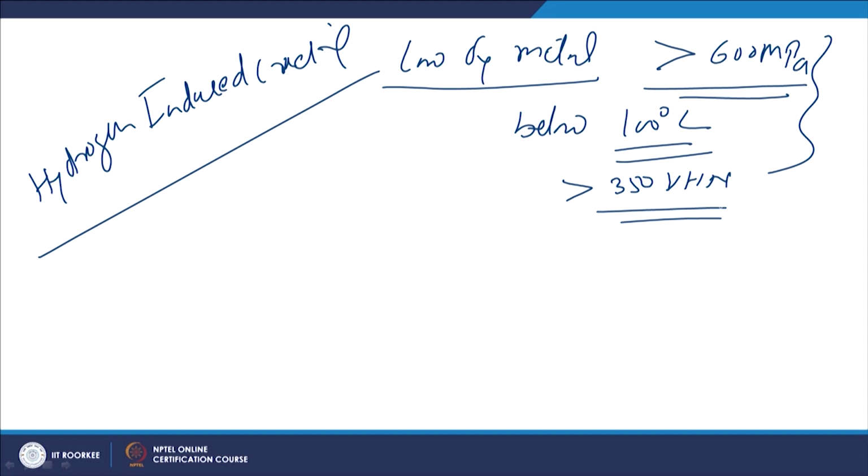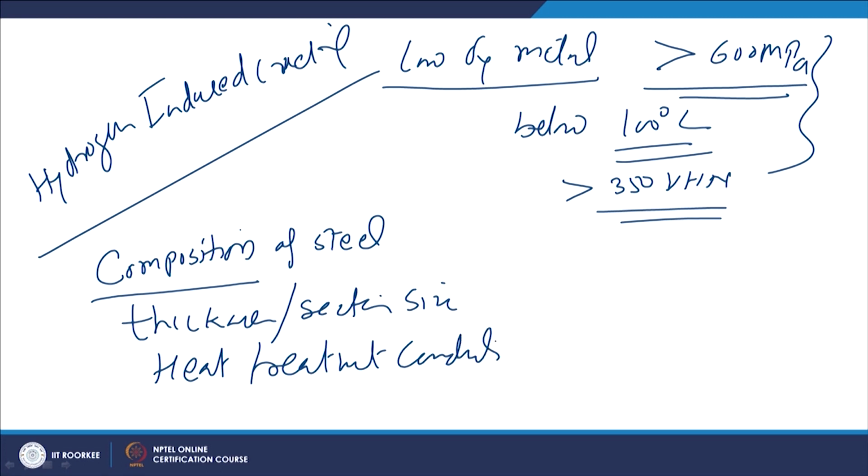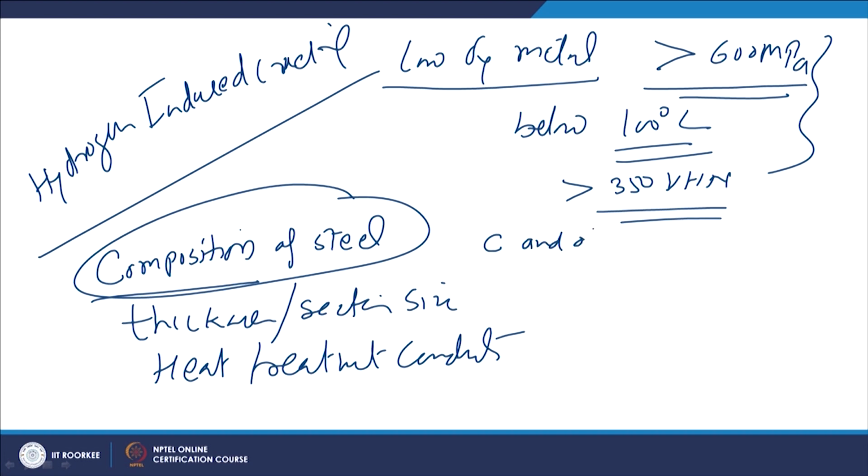And if we see, the tendency for hydrogen induced cracking is influenced by the composition of the steel being considered, its section thickness or section size, and heat treatment condition. Among these, the most important factor is the composition of the steel, which primarily comprises carbon and other alloying elements.